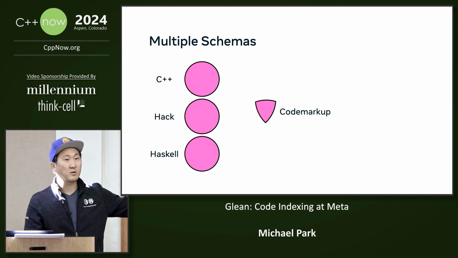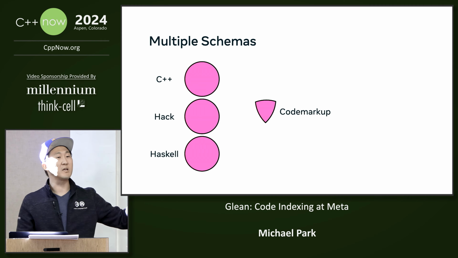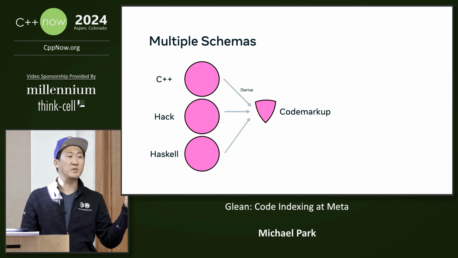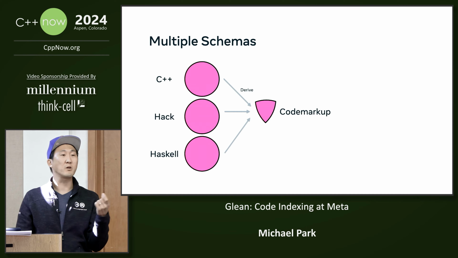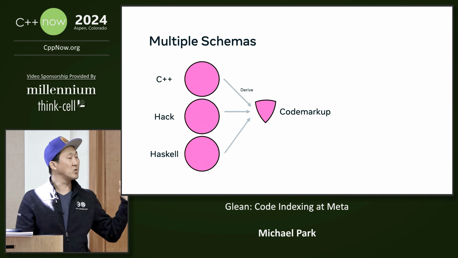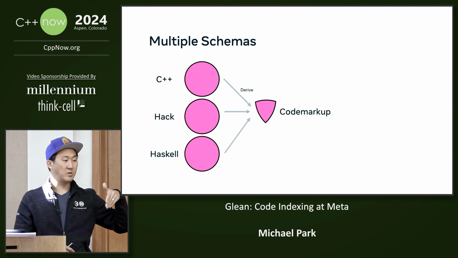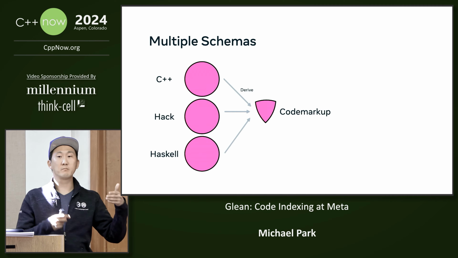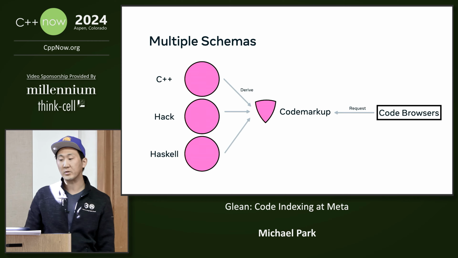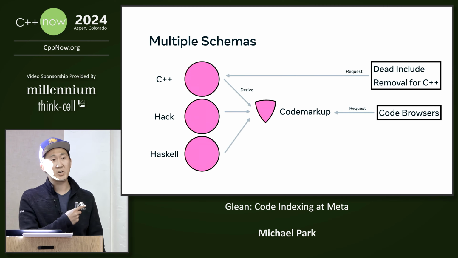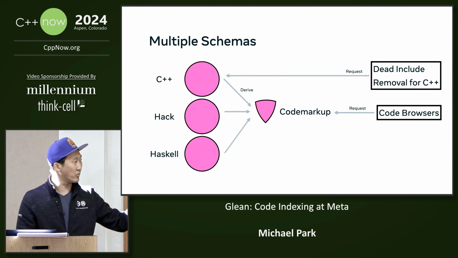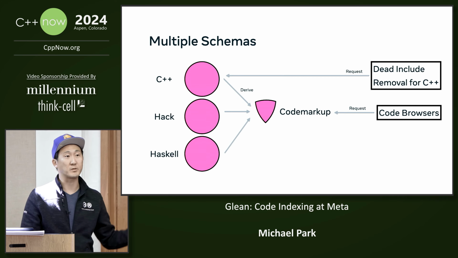That shield-looking thing in the middle is the intersection, and this is a layer that we call code markup. We derive the commonalities between the languages by a step called derivation. Because the language-specific schemas have a superset of the information, we can describe deduction rules from the language-specific schemas to the code markup layer to support tools like code browsers. But this also gives us a chance to do language-specific tooling. So include removal for C++, for example, wouldn't go to the code markup schema. It would go to the C++ schema.